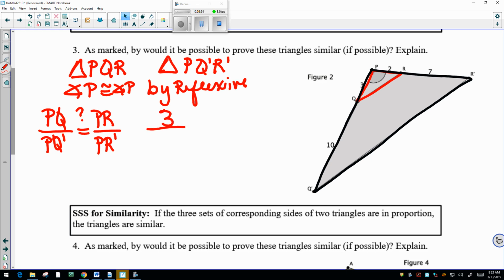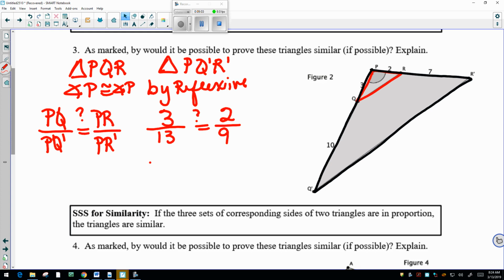PQ is 3. That whole length from P to Q prime, that's not only the 3 from the top, but the 10 on the bottom, so I'm going to get a total here of 13. And I'm trying to see, is that the same proportion as when I compare PR, which is 2, to PR prime, which is 2 plus 7, so a total of 9. So two ways you could test this. You could type this into your calculator and see what each of those fractions reduce down to and get decimals.